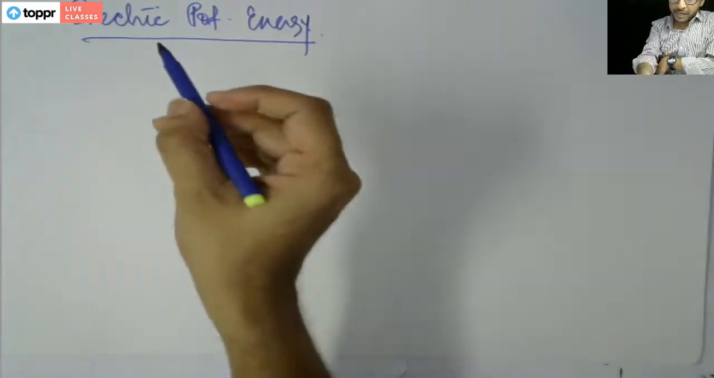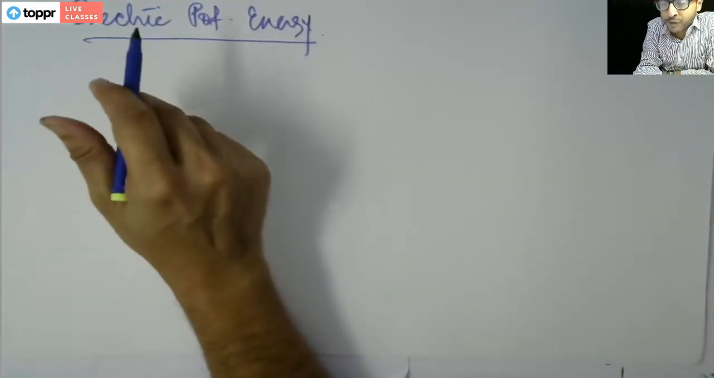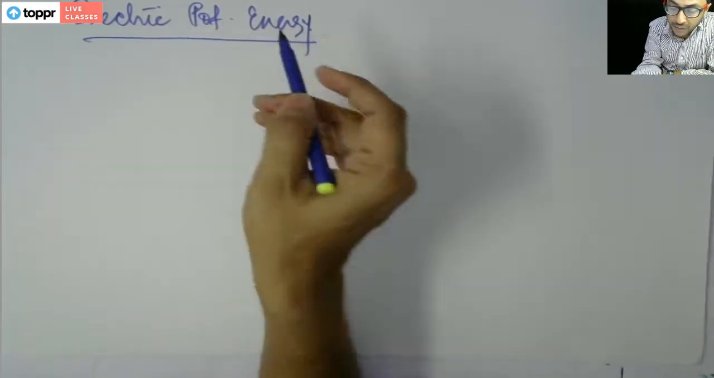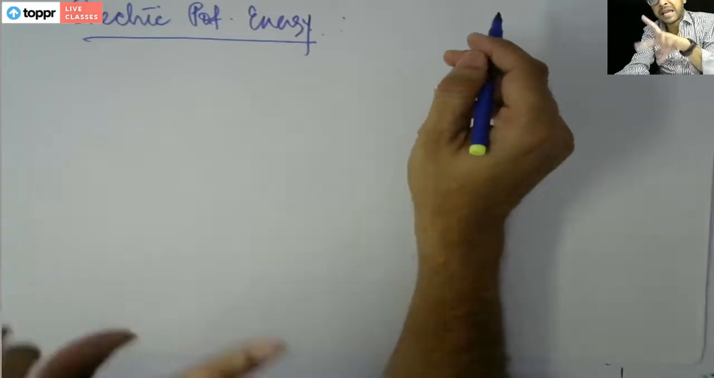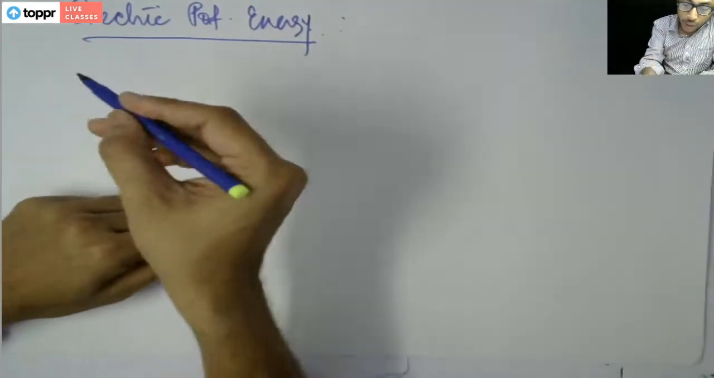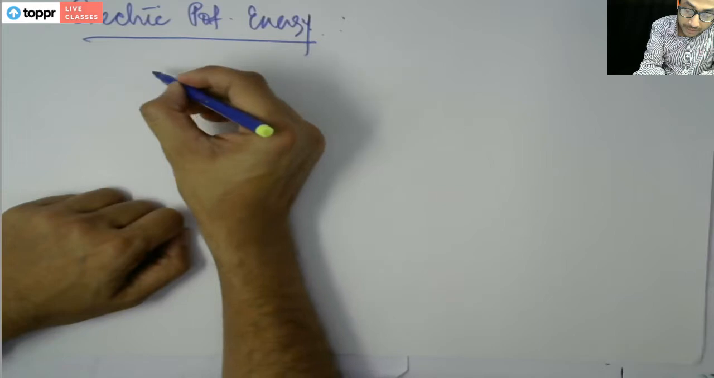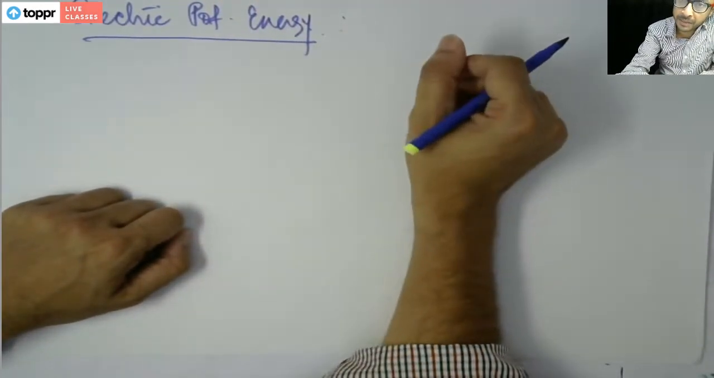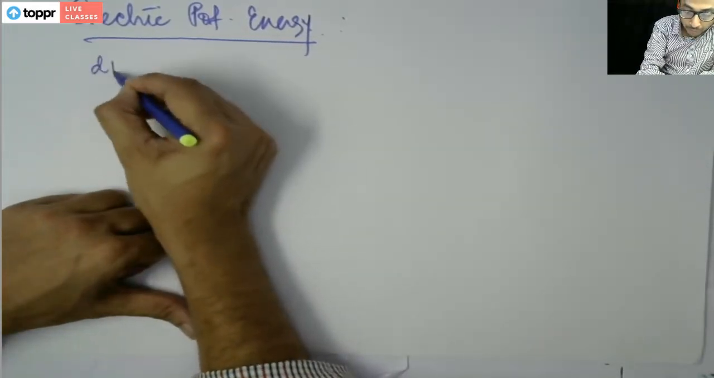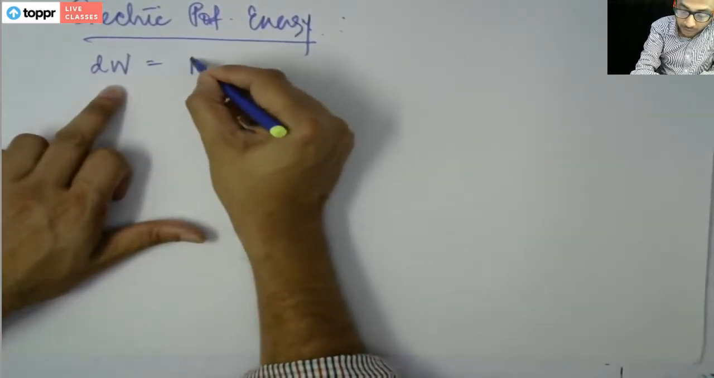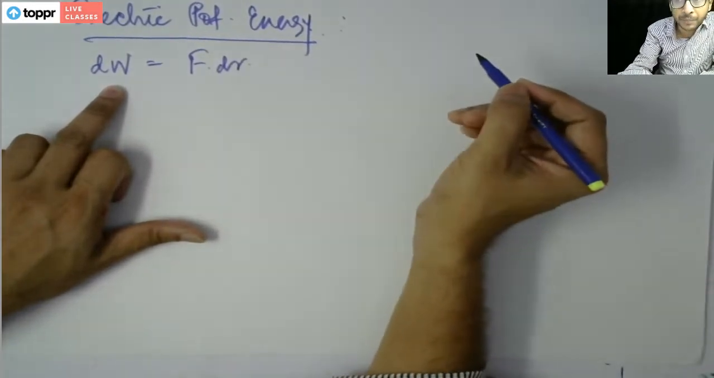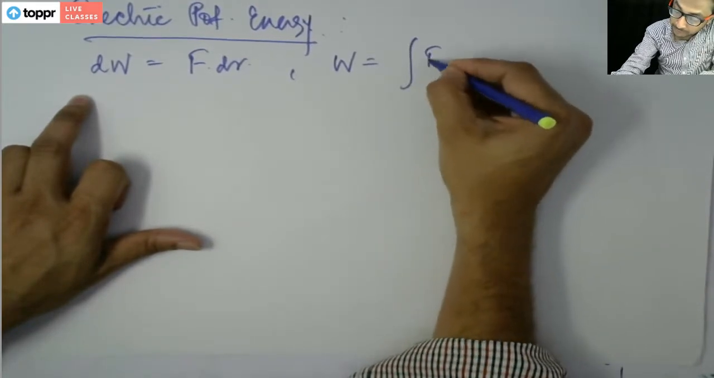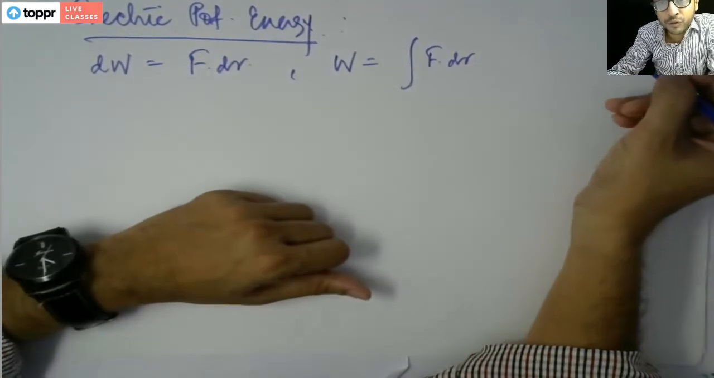Now potential energy, you must know from your previous knowledge that electrostatic force is a conservative force. So potential energy is nothing but the negative of the work done. What is the work done? Work done is nothing but force into displacement, right? So for a small work done, we can write F dr. Now the total work is nothing but the integration of F dr.